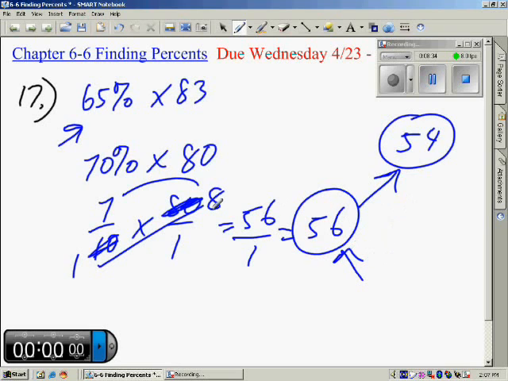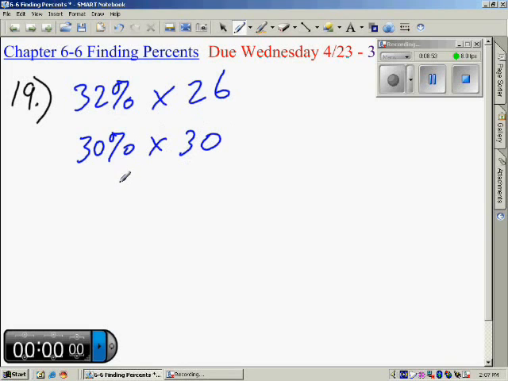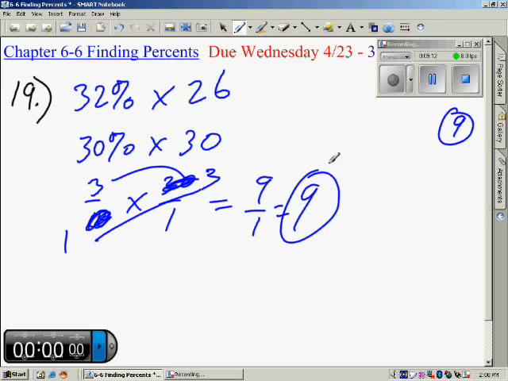Either way, let's go to 19. They're asking 32% of 26. What I would have done is I would have just said 30% of 30. That would have been my estimation. Let's see what that would get. 30% is 3/10 of 30 over 1. This simplifies to 1; 30 divided by 10 is 3. So I would just get 9 over 1, or 9. I'm going to put my answer right here.